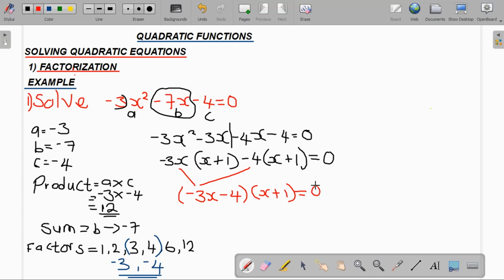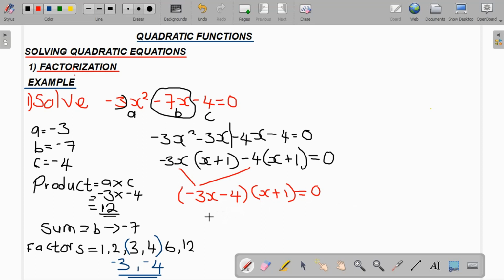So if we were just factorizing, if there was no 0 this side, if it wasn't a quadratic function, or if it was a quadratic function but there is no 0 here, we could have ended here. That's where we could have ended. But now, since it's a quadratic function, they have said solve. So we are supposed to solve, finding the values of x. So how do we find the values of x?